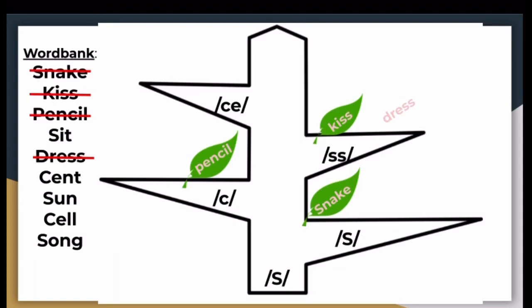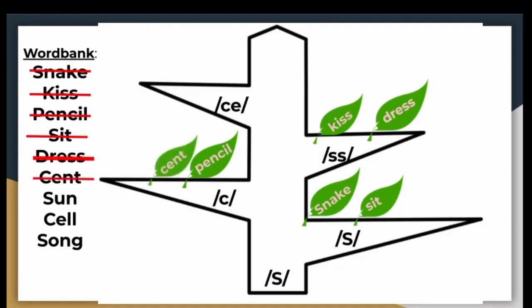How about the word sit? What branch does that fit on? Ding, ding, ding. If you said the S branch, you're correct. How about the word dress? Where does dress fit on our branches? Ding, ding, ding. If you said the SS branch, you're correct.